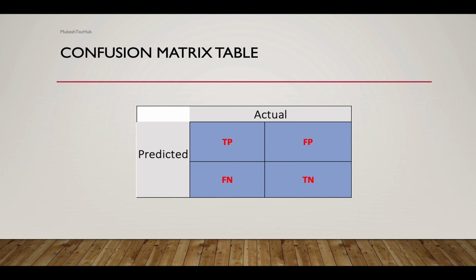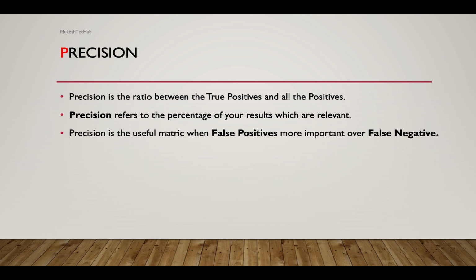Now let's do the next important metric, that is precision. So precision represents how many correctly predicted cases actually turned out to be positive. What does that mean? If you are going to conduct a survey, and you got some results and some calculations, out of that, how many turned out to be positive, so how many out of them were positively identified, right? So precision is the ratio between the true positive and all the positives. Precision refers to the percentage of your results which are relevant, guys.